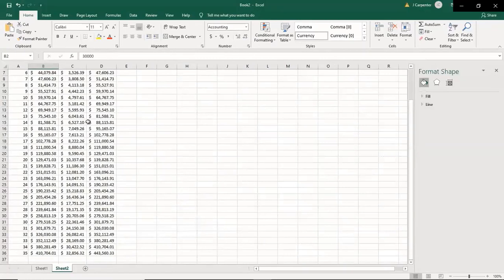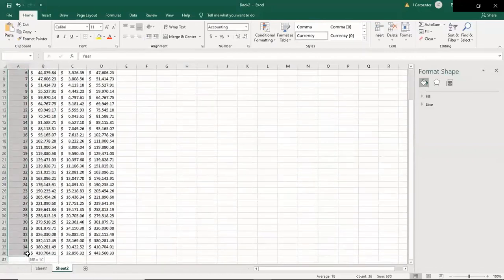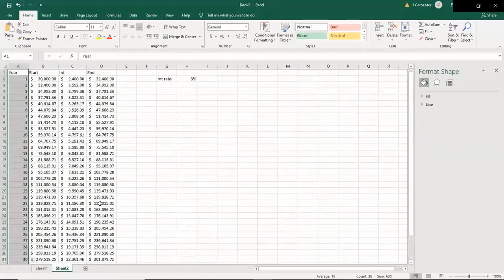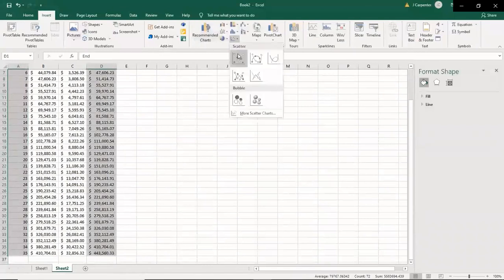Start it tomorrow if you're employed. If you're not employed, you can't do an IRA yet. You gotta have a job. But yeah, all right, so let's make our chart. So highlight all the years. Let go. Scroll back up. Before I hit anything else, I'm gonna hit and hold Control, highlight the ending balance. Let go, then insert, scatter chart.